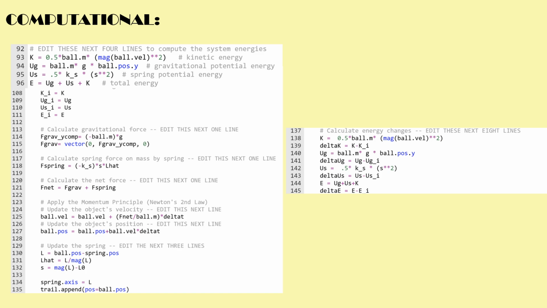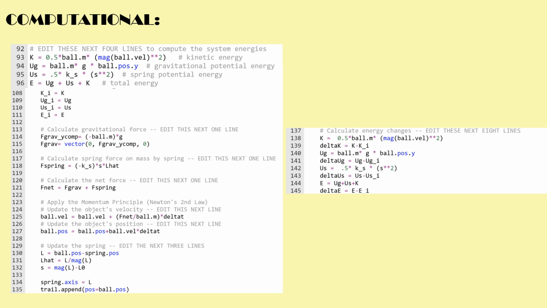Now we're getting further into the code. Most of the code here are just the formulas that we discussed earlier. So we have the kinetic energy, gravitational potential energy, spring potential energy, and total energy. Again, we're just plugging in those formulas. We also have the gravitational force, the spring force, and the net force, which is all, again, just formulas. Then we have the velocity update formula, the position update formula, and we have the same values that we had earlier in the code with L, L hat, and the stretch of the spring. And then moving to the right, we're just plugging in those equations yet again to calculate the energy changes.